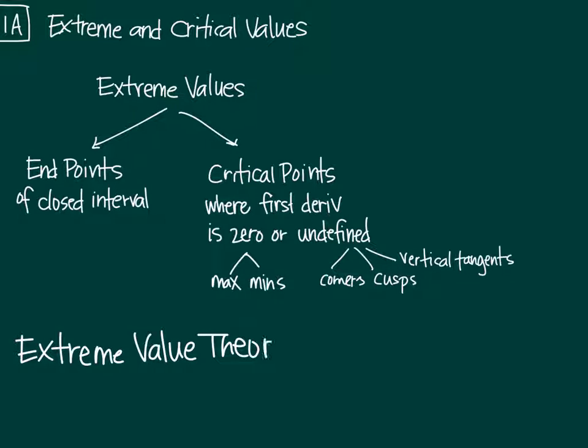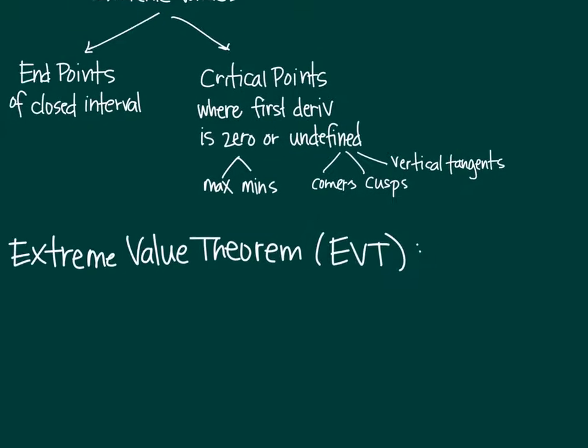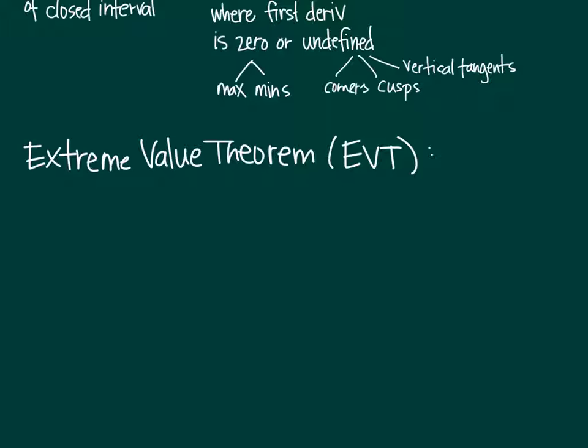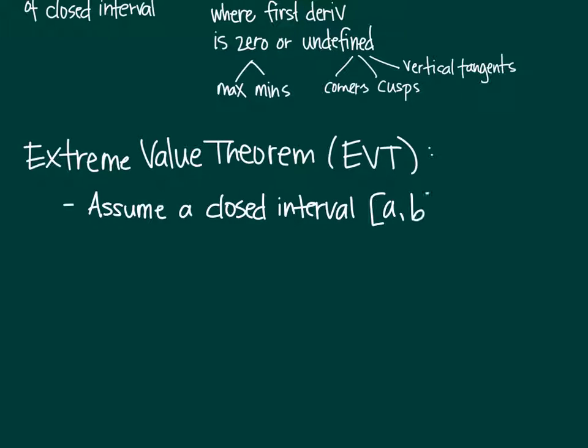All right, the extreme value theorem, or the EVT. All of the theorems that we're going to learn this chapter apply to closed intervals. And so we have to assume a couple things. Assume a closed interval, and the closed interval would be going from A to B. So you have to be on a closed interval, blank to blank.